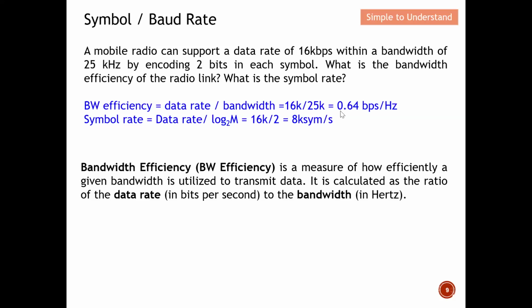So from here, I can compute that this is 0.64 bits per second per hertz, which means that for every hertz I can send this amount of data. In short, the bigger the number of bits per second per hertz, the better the bandwidth efficiency. So basically this is what bandwidth efficiency is.